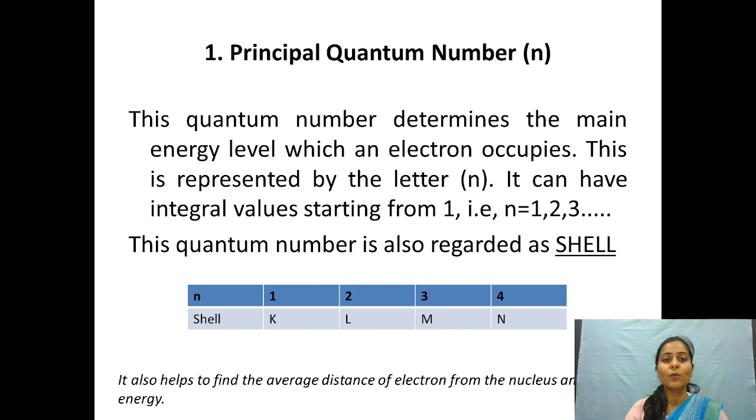This quantum number also helps to find out the average distance of the electron from the nucleus and its energy. As you all know about the structure of the atom, the nucleus is present at the center of the atom and the electron keeps on revolving around the nucleus.